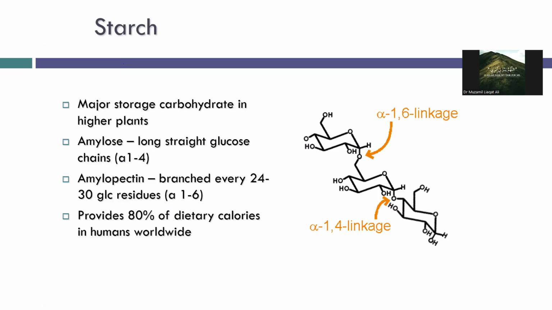The starch, the major dietary polysaccharide. As you can see on your screen, the complex structure of the starch, right? The starch is the chief storage carbohydrate in the higher plants and supplies approximately 80% of the dietary calories worldwide. It consists of two components, amylose and amylopectin. Amylose is a linear chain of glucose linked by alpha-1,4 glycosidic bonds, and amylopectin is a branched polymer with alpha-1,4 chains and alpha-1,6 branch points at every 24 to 28 residues, right?